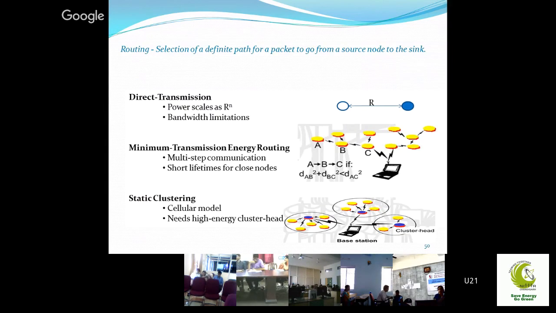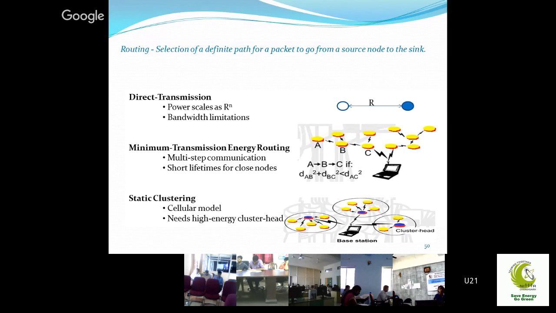If we talk about routing, routing is the selection of a path from your source node to sink node. So how can you transmit the information from your source nodes to the sink? One method could be you can directly send your information to the sink. That is the direct transmission. And your losses will be r to the power n depending on what model you are considering, free space or multipath. Then another one is minimum transmission energy.